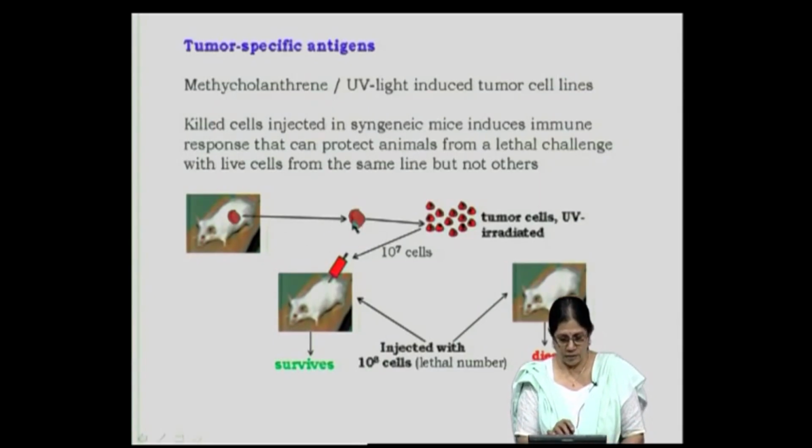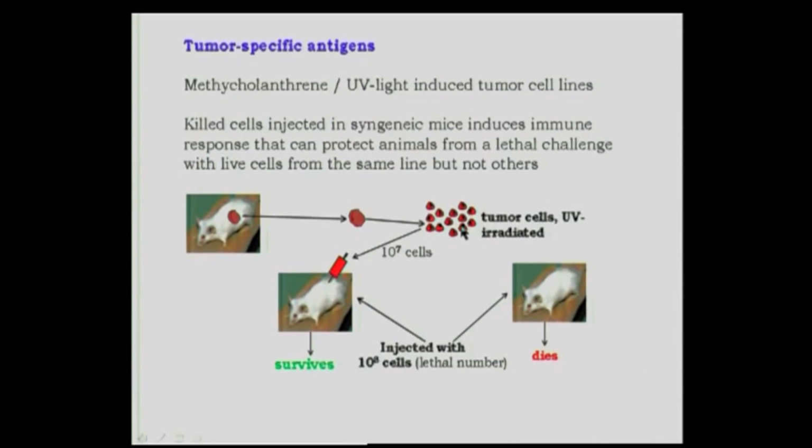The tumor is resected and a single cell suspension made, and these can grow as cell lines. Now, such cells are irradiated so that they cannot multiply anymore and cannot establish a tumor, and are injected into a syngeneic mouse, which is of the same haplotype, the same HLA molecules, or MHC molecules in the case of mice, so that the rejection will not be because of the MHC class 1 molecules.